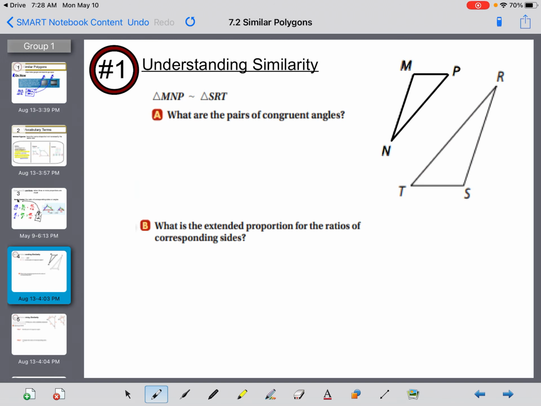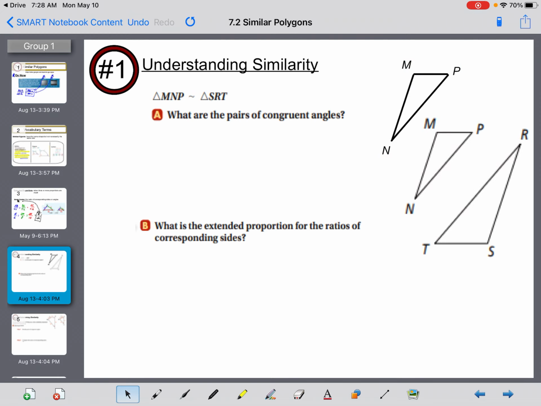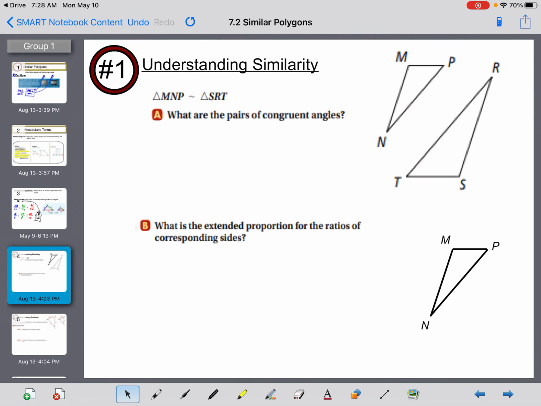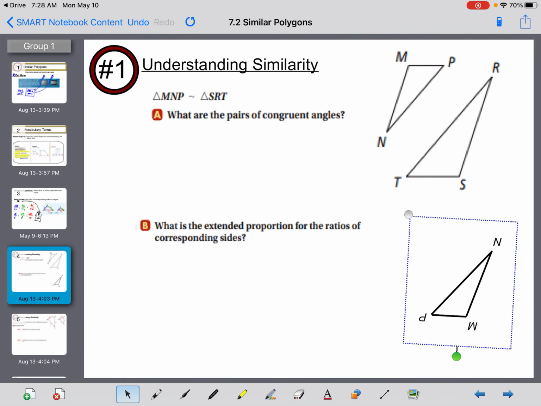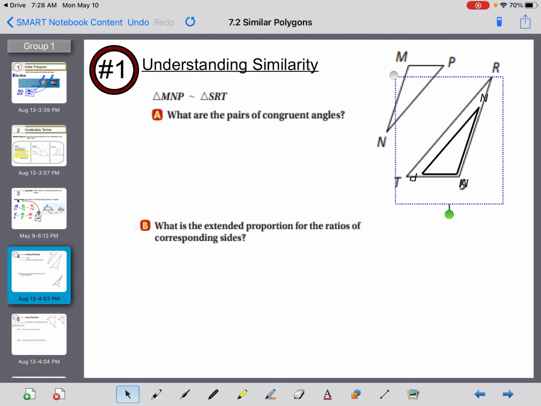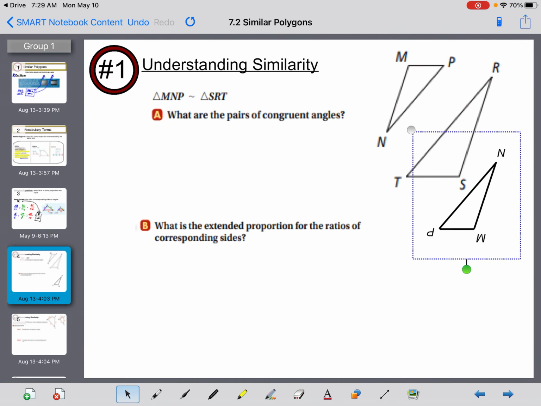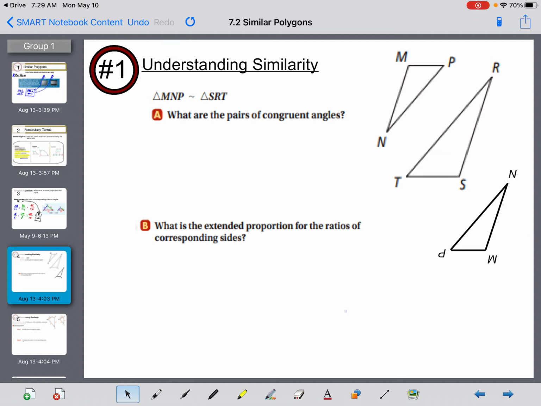So what are the pairs of congruent angles? Well, if you could see, these shapes are kind of, one is twisted around or flipped over, right? So what I'm going to do is slide this out, and slide this one down so we can sort of recreate this angle here. Boom. See, when I flip it over, it is very much similar to triangle TRS now.